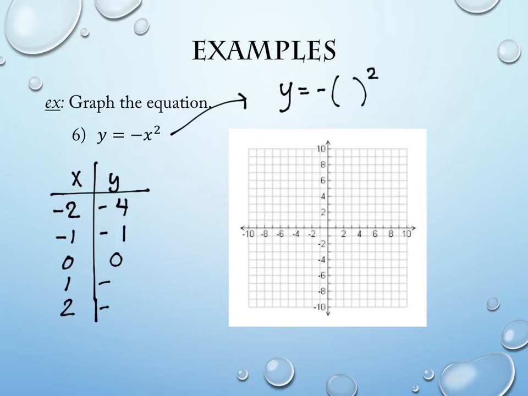Same thing. It's 1. Yeah, 1, and then multiplied by my negative makes it negative 1. And then how about 2 squared? Same thing, I got a 4. Okay, so these are my points I'm going to plot. I have negative 2, negative 4.